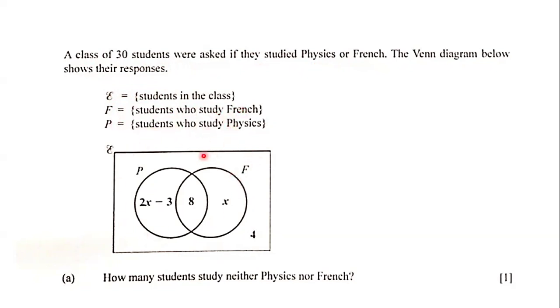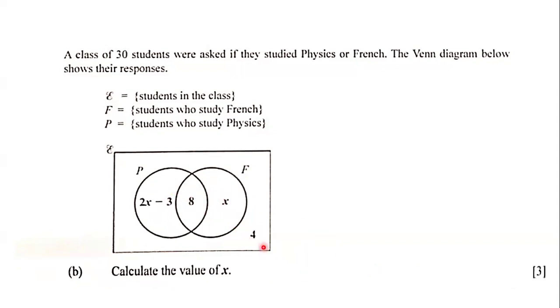And so here we have this Venn diagram where P only is 2x minus 3, the intersection is 8, and French only is x. And on the outside, we have 4. The question asks, how many students study neither physics nor French? The answer is definitely going to be 4 students, because we have 4 on the outside of the 2 circles. So 4 students study neither physics nor French.